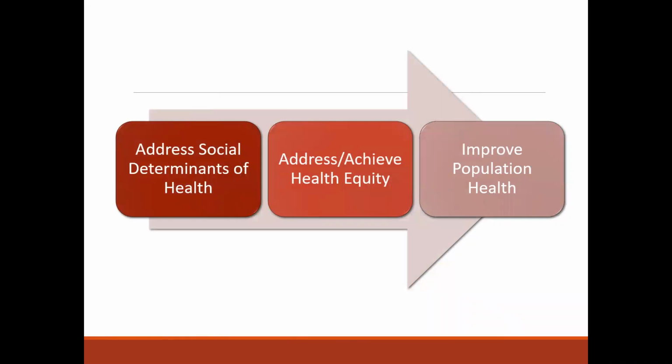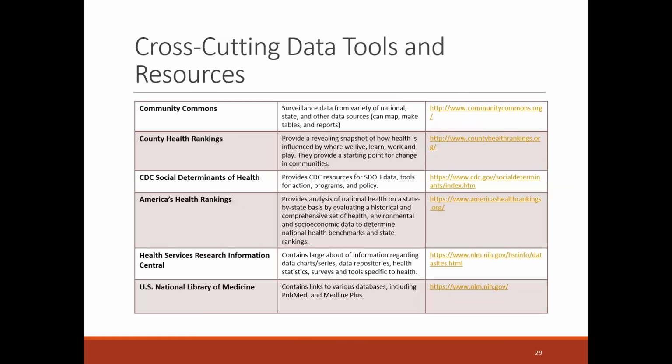So really, we can understand that if we can address those social determinants of health, we have the opportunity to address and even perhaps achieve that health equity. So everybody has an equal opportunity to be healthy. And then ultimately that can really help improve our population health. And we'll talk more about this in the next chapter as well.